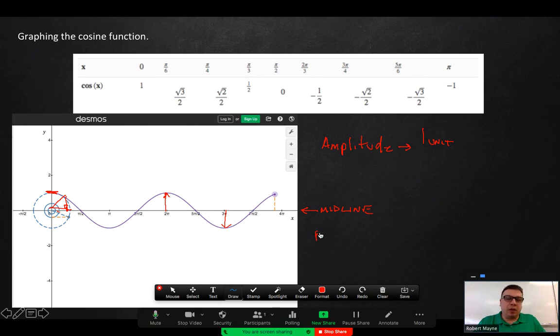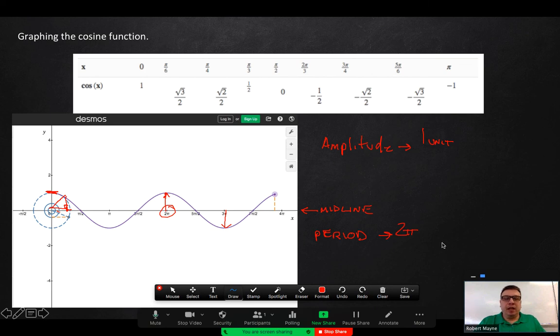And then we have to talk about the period. So how long before this graph goes through an entire cycle. So if I'm starting here at 1, come down to 0 to -1 to 0, back to 1 again, that's one full period. So notice we've gone 2 pi.